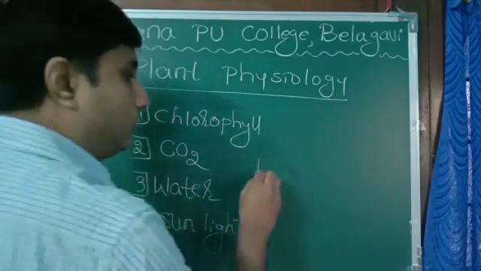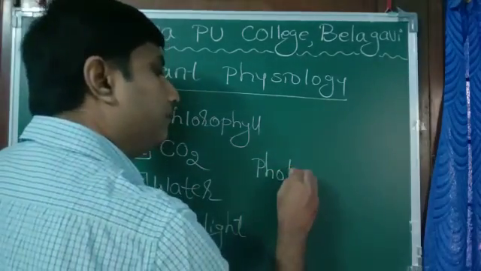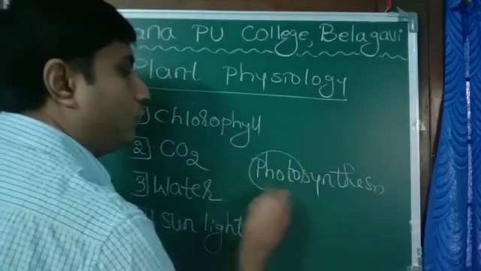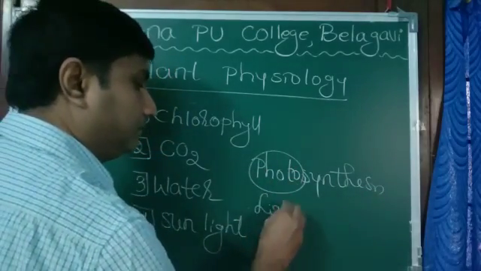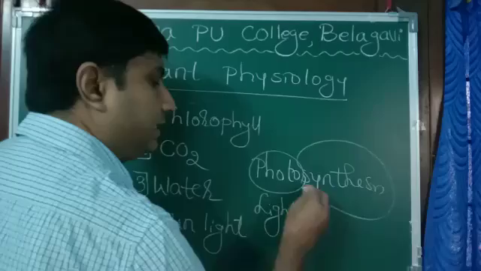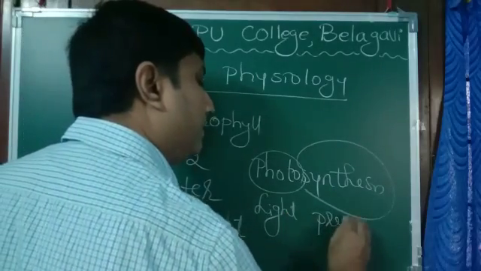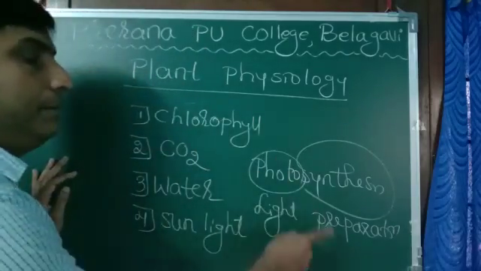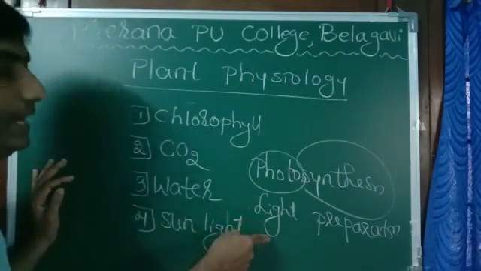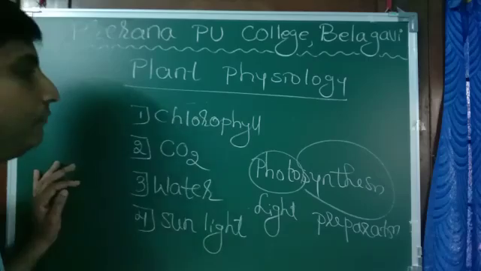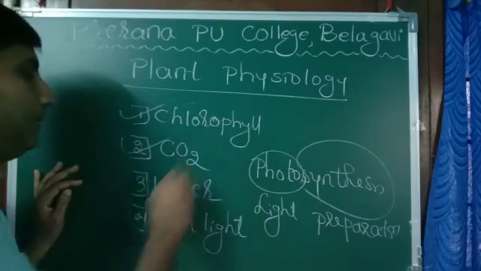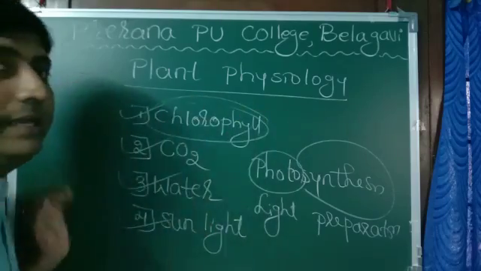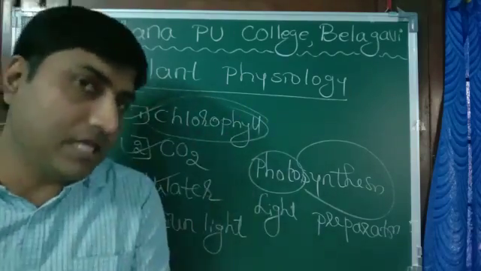The word photosynthesis is made up of two parts. Photo means light and synthesis means preparation. It is preparation of food in presence of light. So these are the things required for photosynthesis: chlorophyll, carbon dioxide, water and sunlight. Photosynthesis takes place in the chloroplast, or the plastid we call.